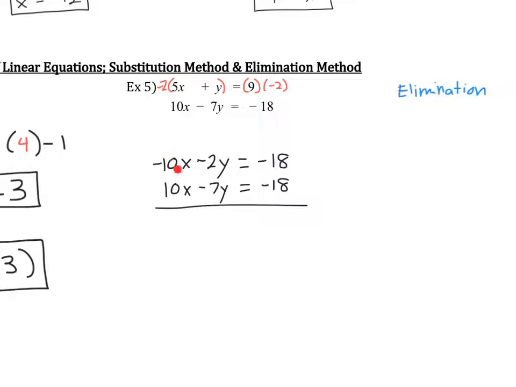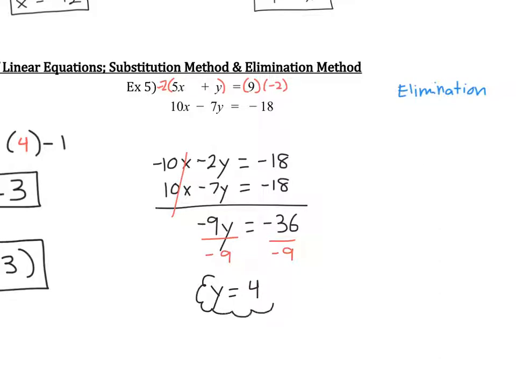Now you can see if I go to add vertically, I have negative 10x and positive 10x, which cancels out and it eliminates. I'm going to keep adding vertically. Here I have negative 2y and negative 7y, which leaves me with negative 9y. And last I have negative 36, which is negative 18 plus negative 18. Now all I need to do is divide both sides by negative 9, so I can solve for y, and I get y equals positive 4.